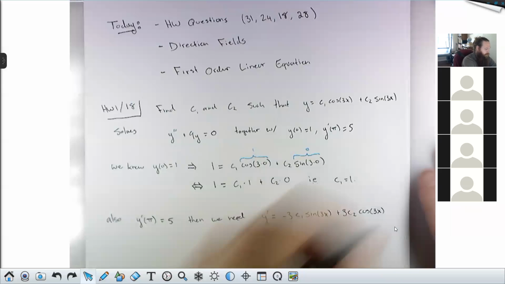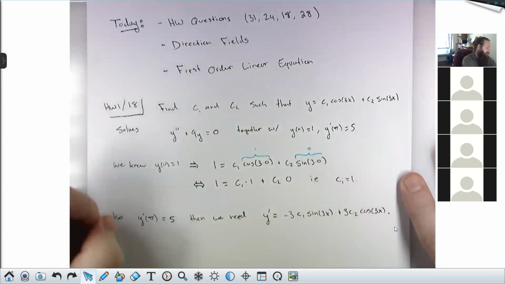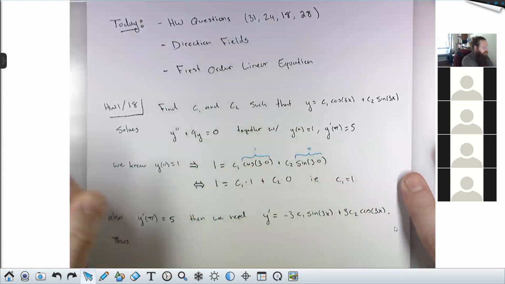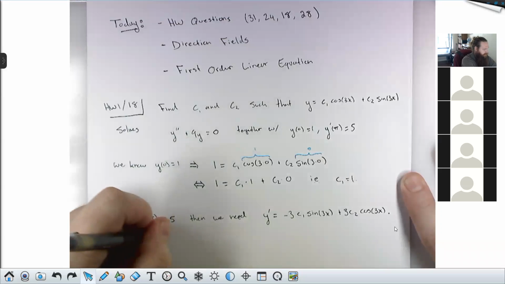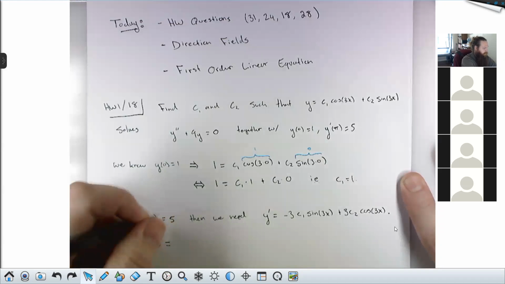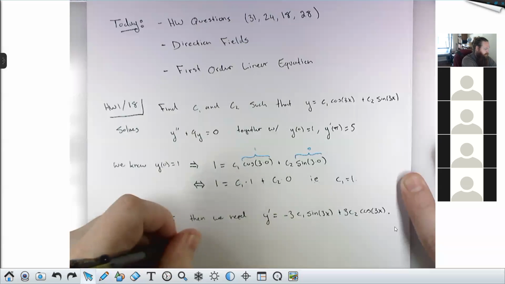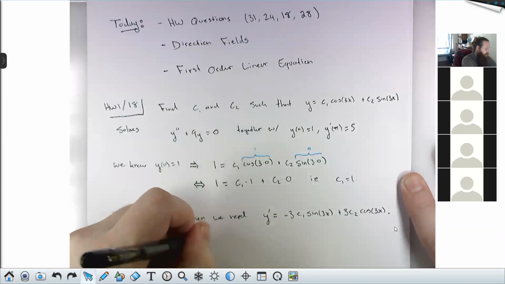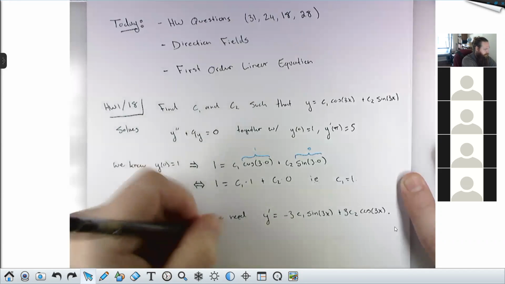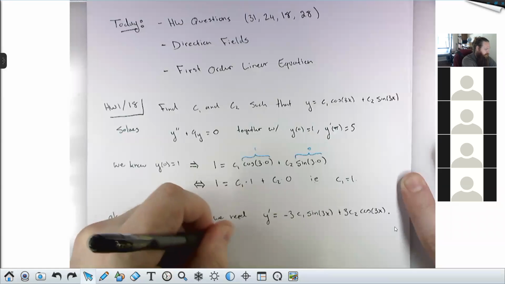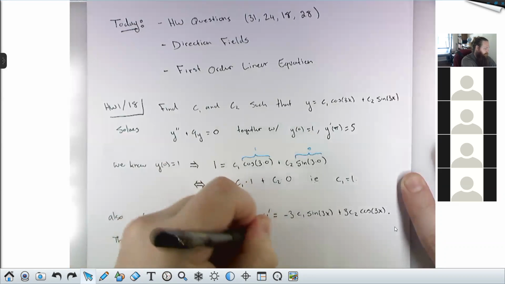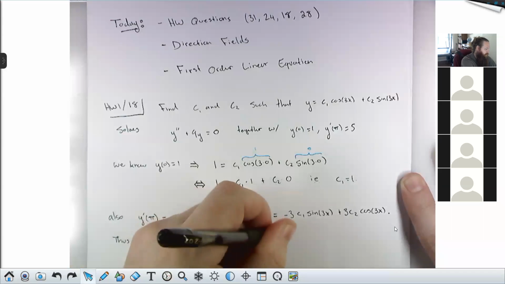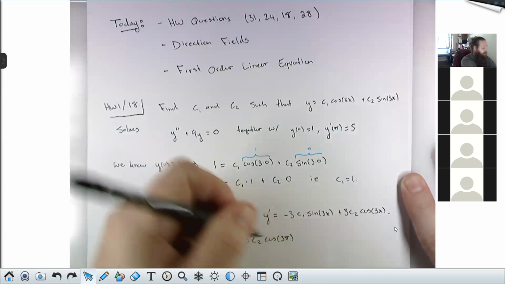Okay, so I'd say hence or thus. Plugging in pi, I should get 5, means I have here 5 is equal to negative 3 C1 sine of 3 pi plus 3 C2 cos of 3 pi.